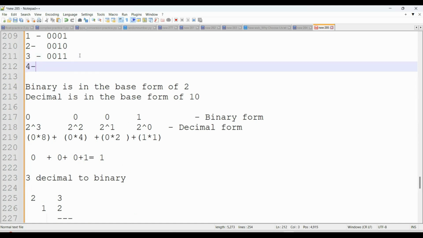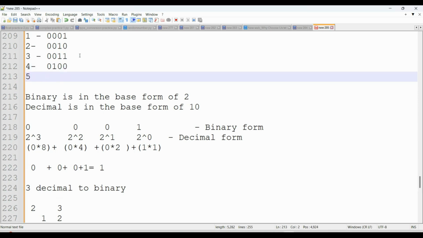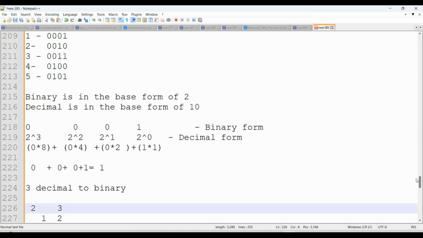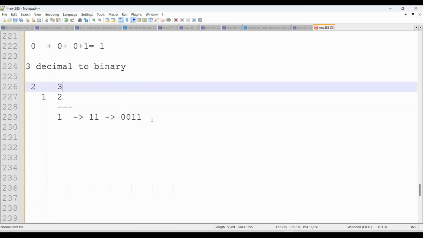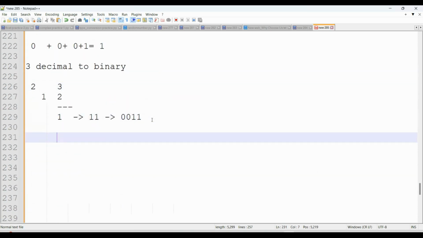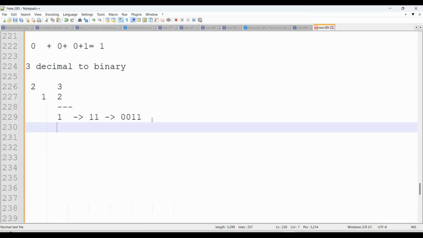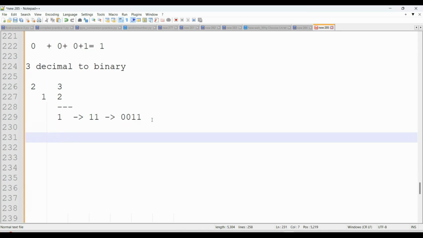Likewise, if you calculate, 4 is equal to 0 1 0 0, 5 equal to 0 1 0 1. This is the conversion, decimal to binary, binary to decimal. If you haven't known, you just check any documentation on how to convert binary to decimal, decimal to binary.